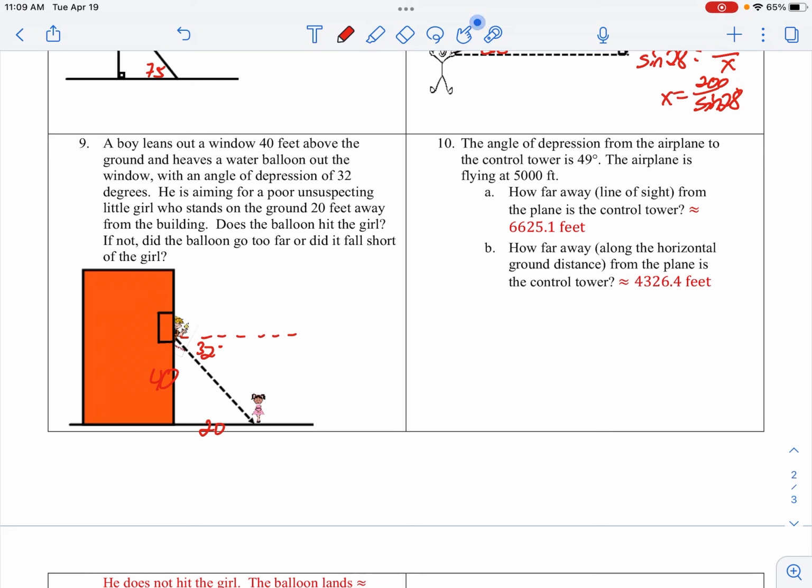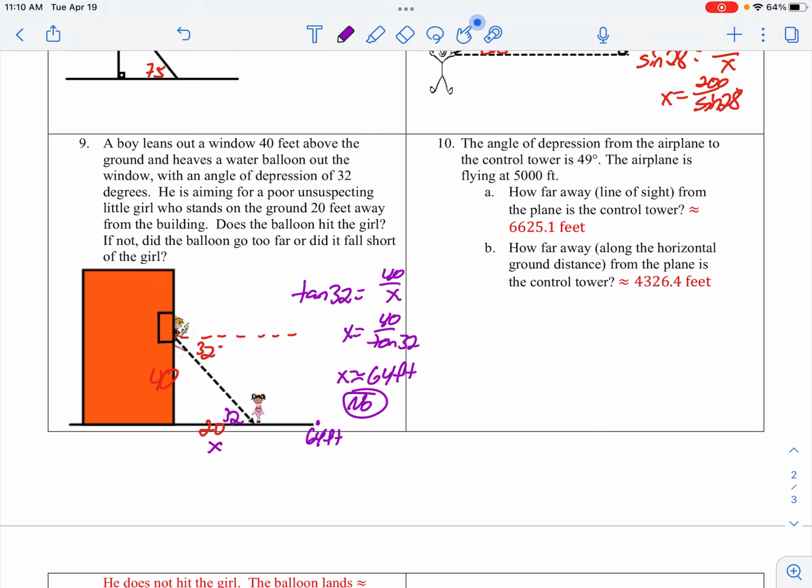So what we're doing here is seeing if we put this as x, does that 40, does that 32 degrees turn out to be the same 20 as our x does? So I get a tangent of 32 equals opposite over adjacent. So when I go and type this into my calculator, I'm looking for 20. 40 divided by the tangent of 32, way off. It's at 64 feet. So this kid is way off, hits it at 64 feet, way over here. So no, he does not. He's off by 44 feet.